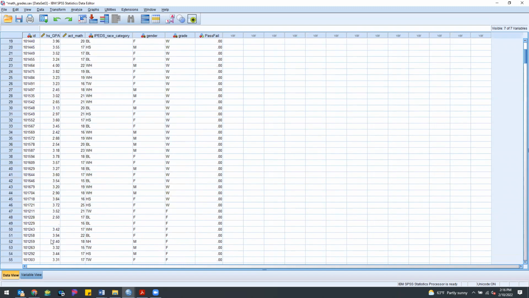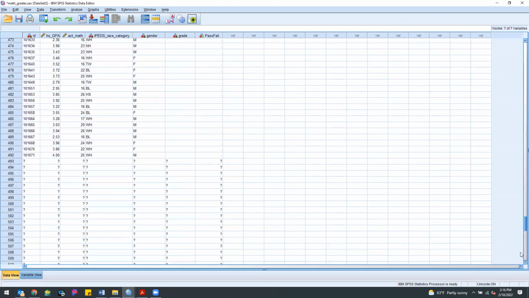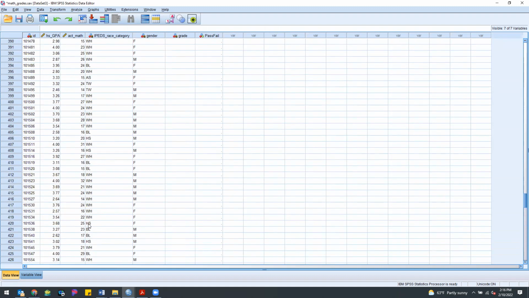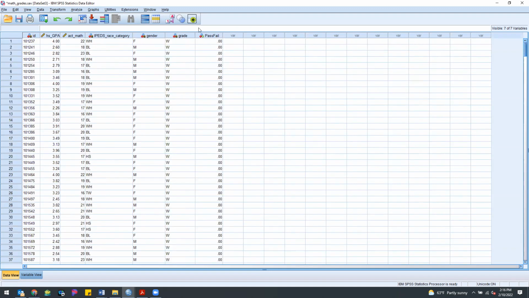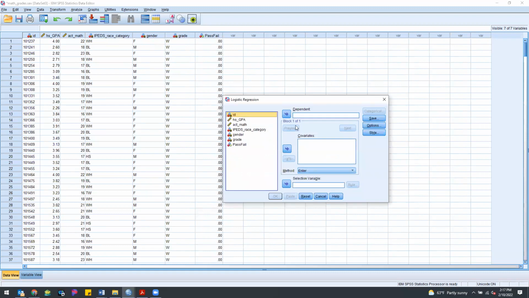So now that we've taken a look, you notice that we've got a couple blanks here. So that'll impact our total sample. But I think overall, we've got quite a few records. Yeah, over 500, 521. Now, some of those may have blanks. And if those blanks happen to be in variables that are being used in the analysis, then it will reduce the sample. So the first thing we want to do is go to Analyze, Regression, Binary Logistic Regression.